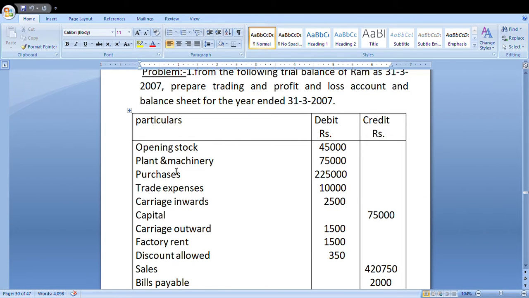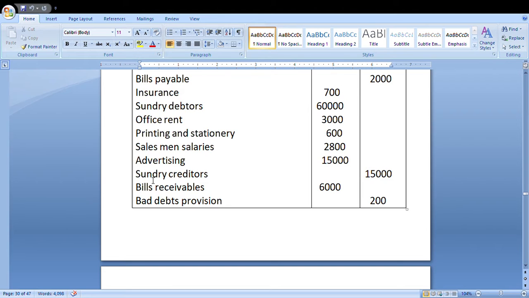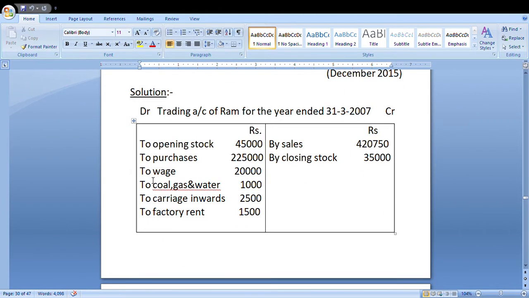Next, plant and machinery. It is an asset. This is not in the trading account. Trading account has only expenses, purchases and sales. These enter the balance sheet as an asset. Next one is purchases. These also enter the trading account. Purchases, 2,25,000.